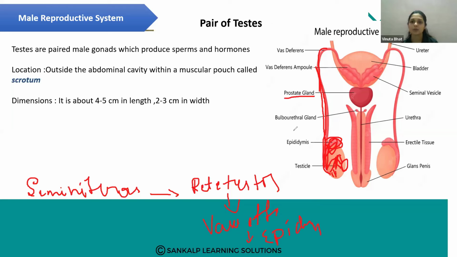glands, from the prostate gland, bulbourethral gland and seminal vesicle. So all these glands add the secretion to the sperms. Then it moves into the ejaculatory duct, then into the urethra. So the sperms are moving into the urethra, then into the penis. So from the penis, that will come out. Okay. So that is how the sperms are moving in the male reproductive system.